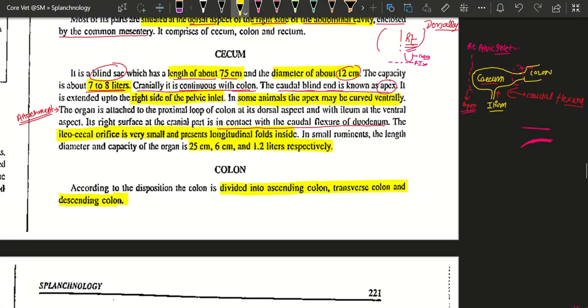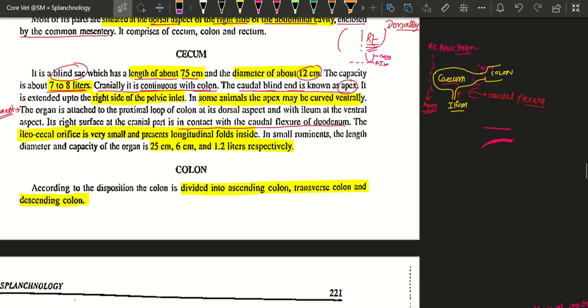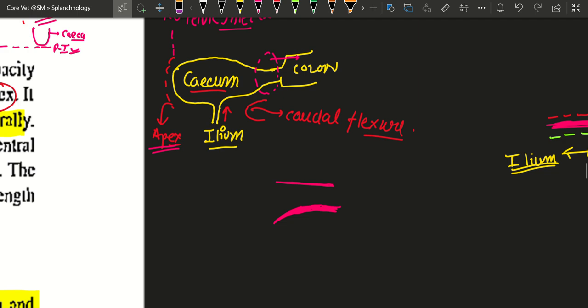That's what the line was saying, right? So the right surface of the cranial part is in contact with the caudal flexure of the duodenum. What it is saying here is that the right surface at the cranial part is in contact with the caudal flexure of the duodenum. See, this was the cranial end, right?